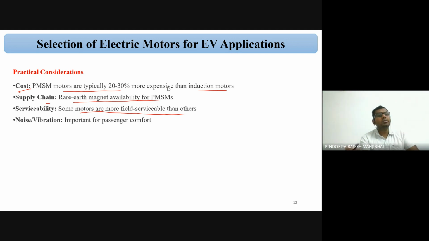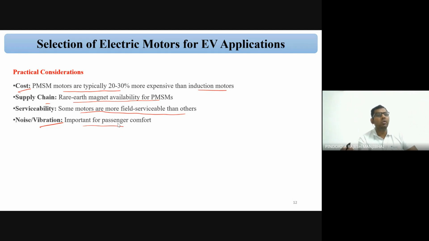Regular service may be every 6 months, maybe every 1,000 kilometers, maybe every 2,000 kilometers, correct? But it is not like you have to service it every month. Noise and vibration are important for passenger comfort, correct? Nobody wants a vehicle with high noise and vibration. Even when you buy a ceiling fan, you say the noise is very low, correct? So this is your electric vehicle, where we have to sit and drive. If it is too noisy, with too much vibration, then nobody will buy the vehicle.